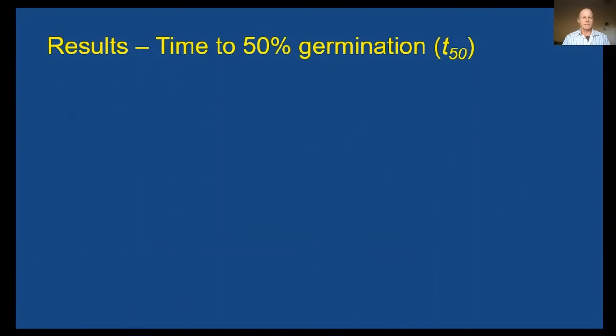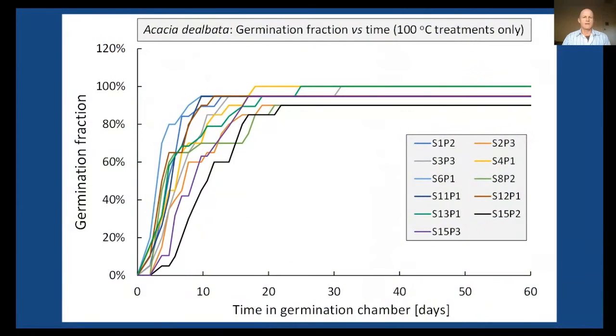Looking now at some time to 50% germination results. Here I've plotted the germination fraction as a time series as the experiment progressed, with the different colours representing seeds from different sites. As you can see, there's a fair bit of variation between sites in terms of the speed of germination.